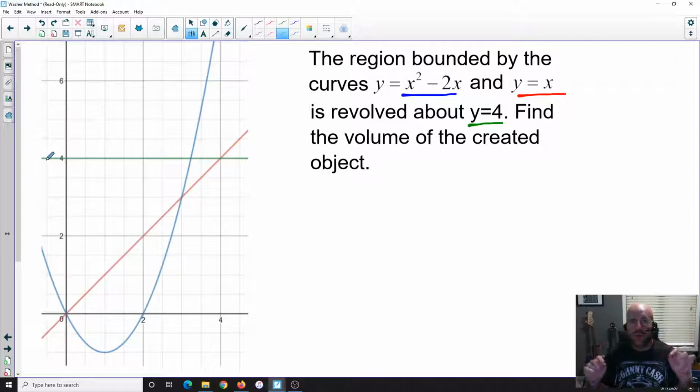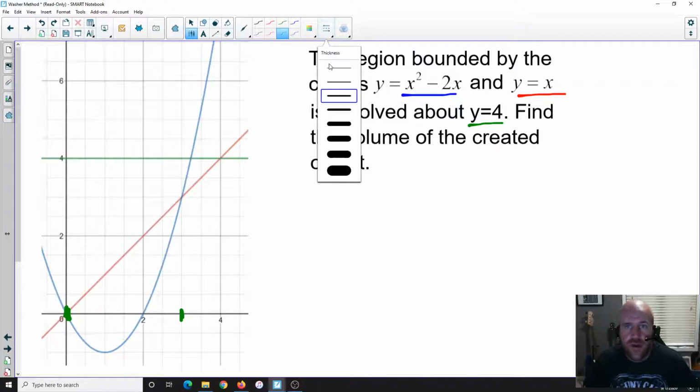So we're rotating around something like what we did with the x-axis. So we're going to be in terms of x. So rotate around the x-axis or any other horizontal in terms of x. Okay, so the first thing we want to do is find out what the boundaries are. So we know we have an intersection at x equals 0, and then we have an intersection at x equals 3. So we can go ahead and set up our integral.